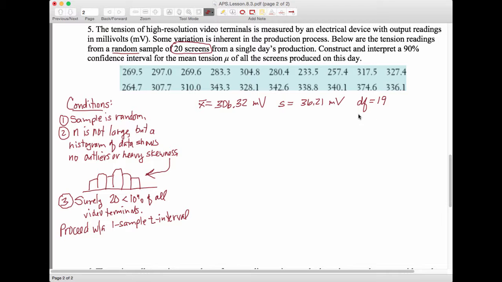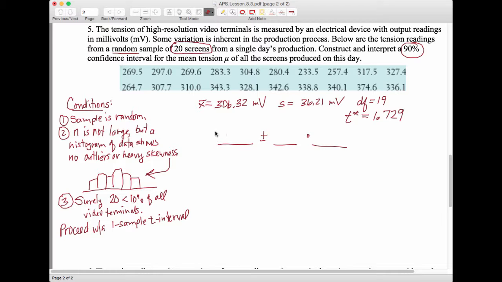If we look up on our t-table to see what our t-star number needs to be, our t-star number for 90% confidence and for 19 degrees of freedom, if you look that up on your t-table, you should get 1.729. That's what we will use to build our confidence interval. So now we just need to fill in some blanks.